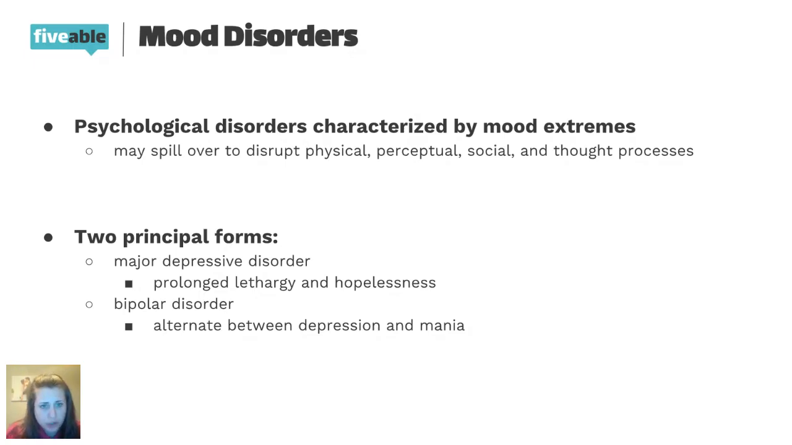So there's 2 main mood disorders that you have to know for AP Psych. The first is major depressive disorder, and that's characterized by lethargy and hopelessness. And we'll talk more about that on future slides. And then the other is bipolar disorder, which is an alternation between that depressive, really down, low state, and the really high. So those are the 2 that fall under the umbrella called mood disorders, and under the umbrella is major depressive and bipolar.